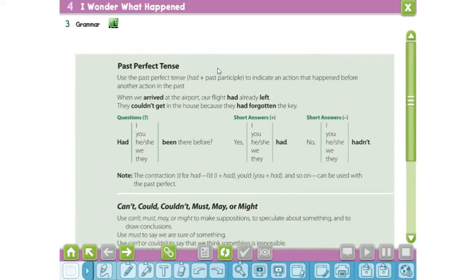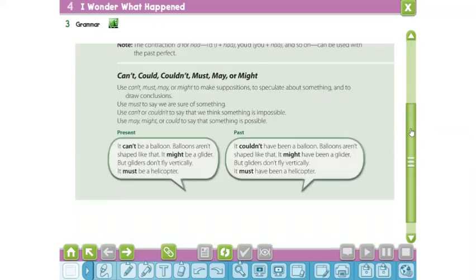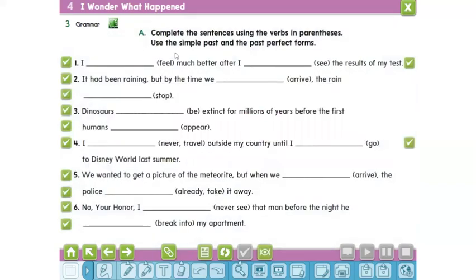So we talked about the past perfect tense, and we talked about how to express possibility and probability, to make suppositions, to speculate about something, and to draw conclusions. Let's answer some tasks. Look at the first task. We need to complete the sentences using the verbs between brackets. Use the past simple and the past perfect forms. Okay, the past simple is verb 2, but past perfect is had plus verb 3. So pause the video, answer yourself, then check the answers after me and see how many correct answers you got.